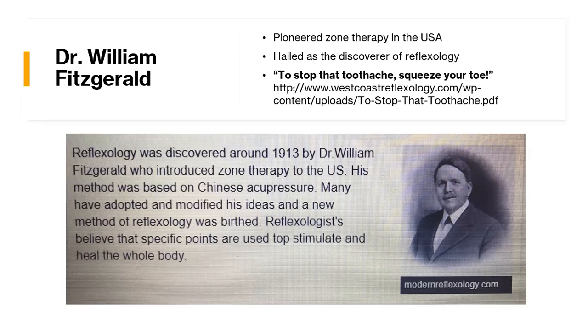So Dr. William Fitzgerald, it was around 1913 where he introduced zone therapy in the US. His method was based on Chinese acupressure, and many have adopted and modified his ideas as a new method of reflexology. Now, reflexologists believe that specific points are used to stimulate and heal the whole body.